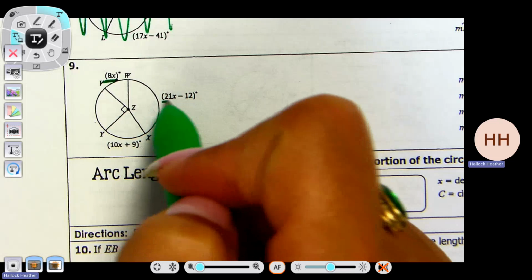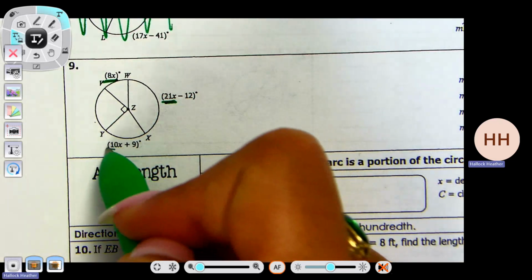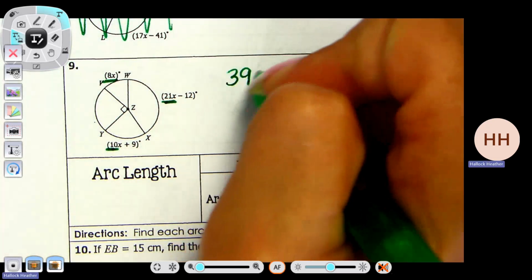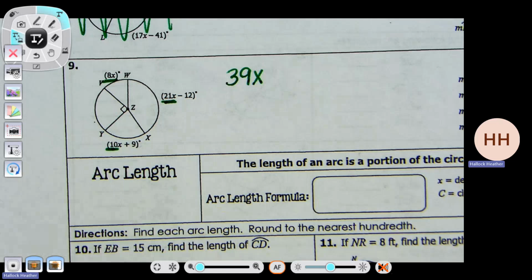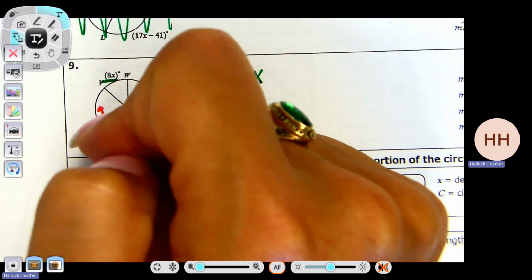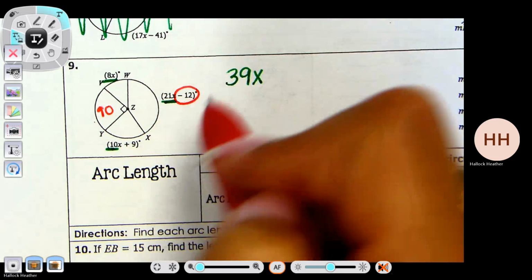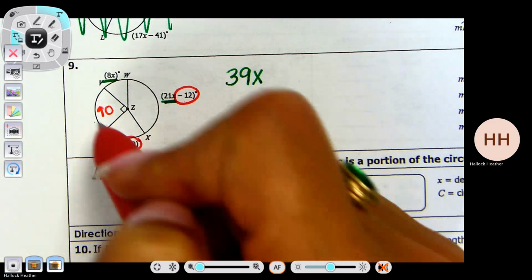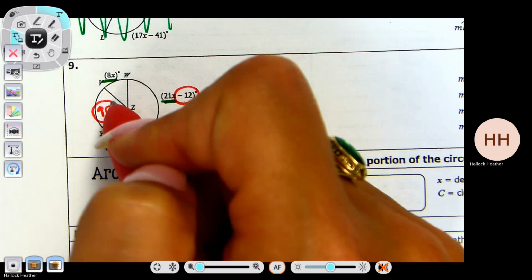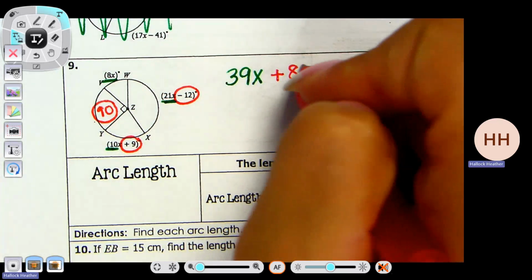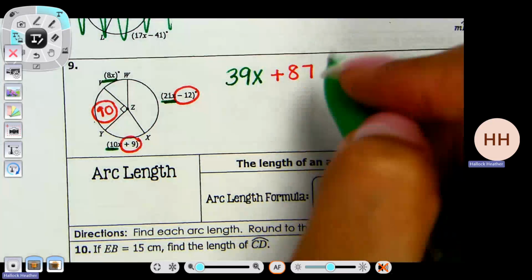So if I combine my x's, I have 8x, 21x, 10x. How many x's in total would that make? 39x. I'm going to do the same thing with the numbers. Don't forget your square. You have to include that. That's 90. So if I do negative 12 plus 9 plus 90, 87. And how much is it going to equal in total? 360.